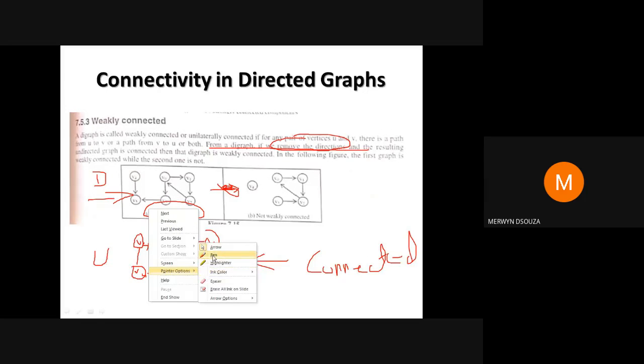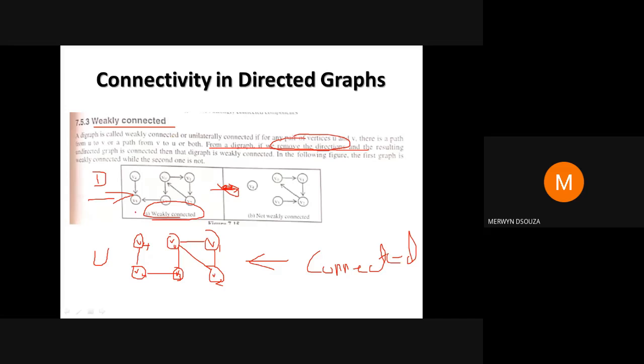So when you are checking whether a digraph is weakly connected, first you convert it to an undirected graph. How do you convert it? Draw the vertices, and then draw all the edges without the direction. Then you get an undirected graph. Once you get that undirected graph, check whether it is a connected graph. If it is a connected graph, then you will call that digraph weakly connected. Then this is true.